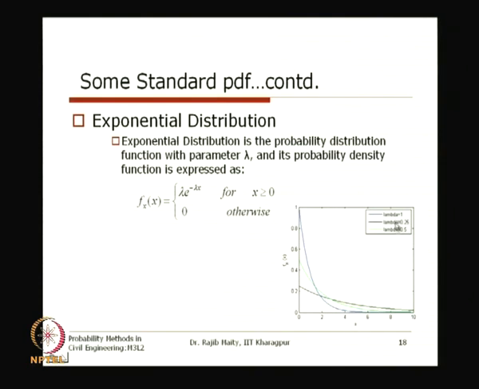If we change lambda, you can see that the blue curve is for lambda equals 1, the green curve is for lambda equals 0.5, and the black one is for lambda equals 0.25. These are all defined from 0 to plus infinity. This integration is very easy, and you can test it for these values. If you integrate, the total area below this curve and above the x axis will be equal to 1.